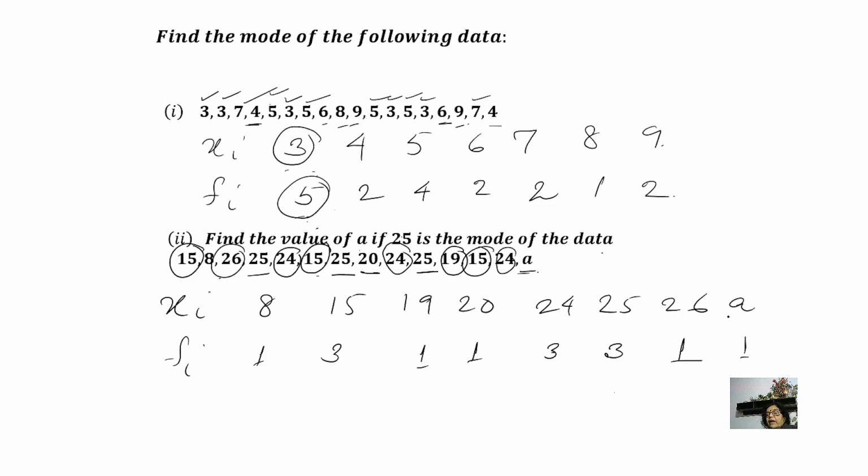That means the value of A, because there are 3 values here which have the frequency 3 over here. But since 25 is the mode of the data, the value of A must be 25, so that 25 occurs the maximum number of times. Its frequency becomes 4. Hence, we can say that 25 is the mode of this particular data. So this is how this sum is solved.